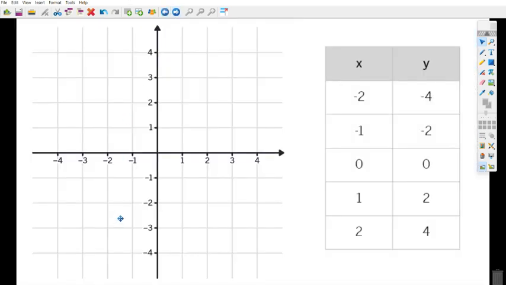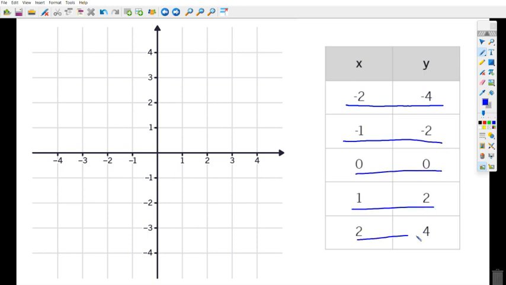So I want you to pause the video and quickly go and plot these points on this graph. So there's my first point. Go plot where x is -2, y is -4, and then go plot the next one, the next one, the next one. So pause the video. Right, so assume you've done it already.